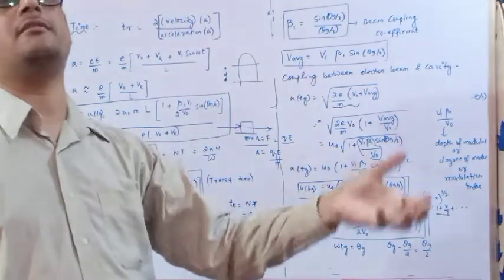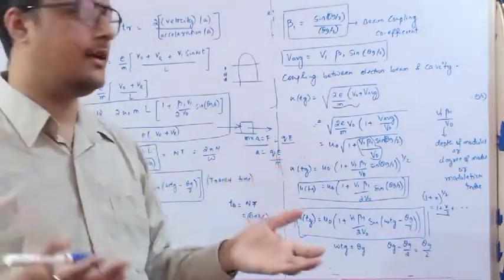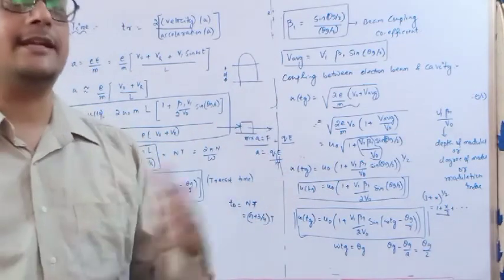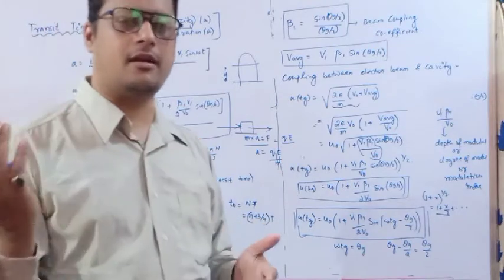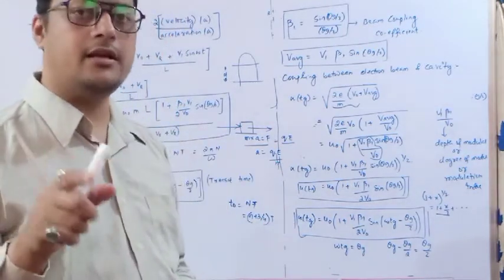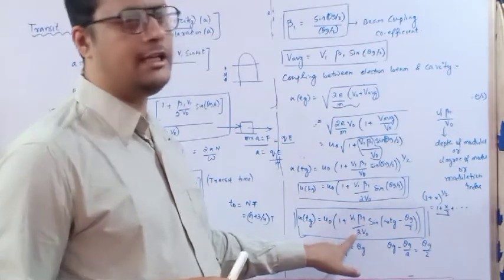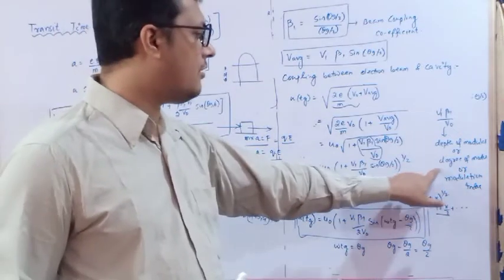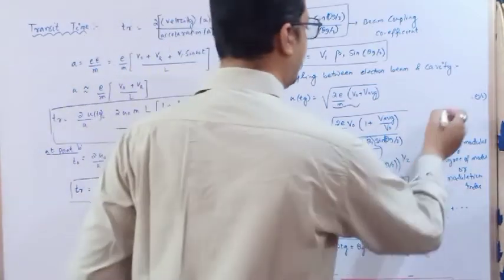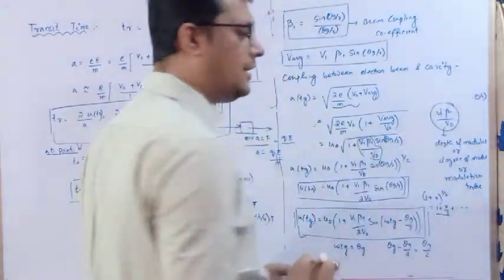Then the velocity of an electron increases. And if it increases and if it decreases, that means if there is a variation in velocity, then we can say it is called velocity modulation. And who will govern this modulation? Degree of modulation, depth of modulation, and modulation index. So this is my modulation index.